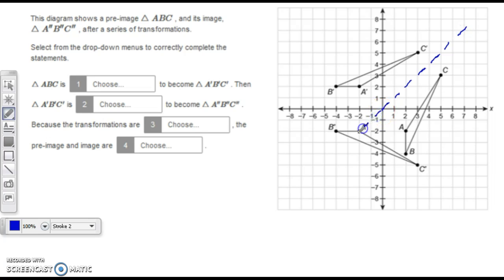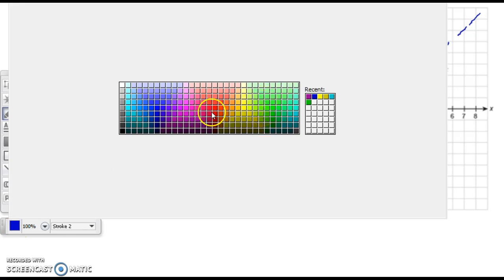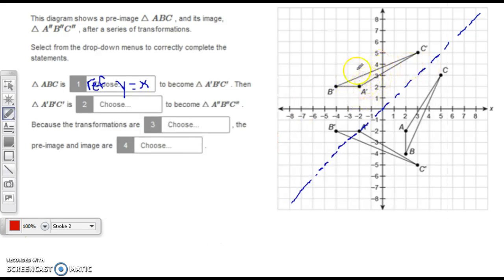And it looks like if I fold along that dotted line, imagine taking your graph and actually folding it, it should map onto itself. So this one should be a reflection across the line y equals x. Alright, then we're trying to figure out how we go from this one, A prime, B prime, C prime, to this one. And again, it looks like a mirror image, and this time it looks like I could fold the paper right here to get it to map on itself. So that's another reflection, and that one's across the x-axis.